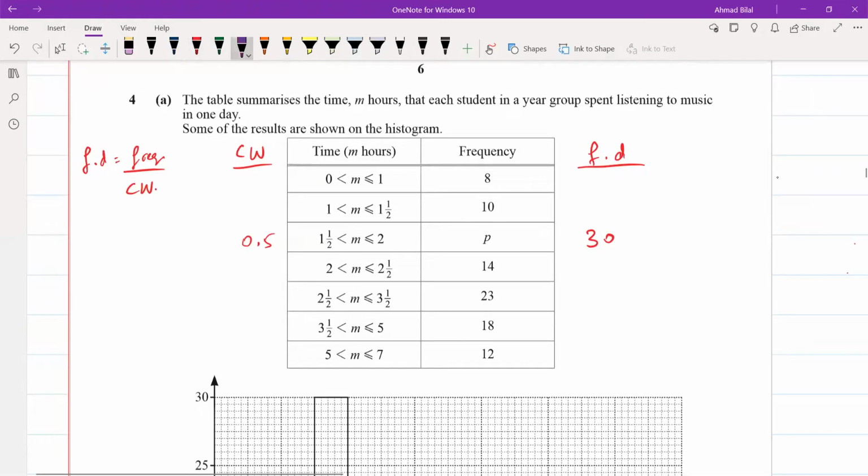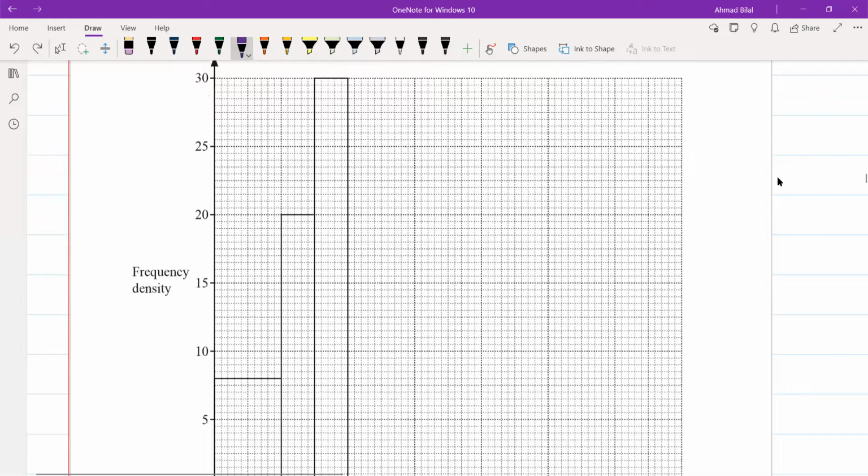So आप ये formula use कर सकते हो. You can say, since the frequency density is 30 and the class width is 0.5, the frequency therefore is going to be 30 into 0.5, which is 15. So ये जो p की value यहाँ पे आती है, that should actually be 15 here.